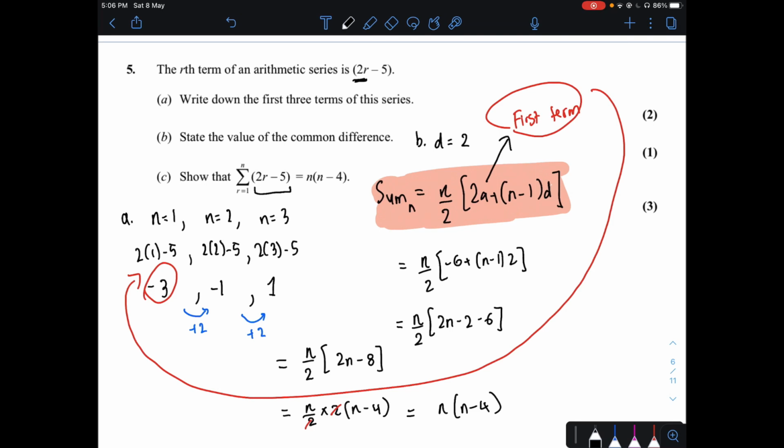Alright, this is a proof question, so there isn't really a direct answer, it's just the steps we had to go through. The first step was remembering that the sum formula is this. The second step was substituting into the formula. And the third step was just simplifying.